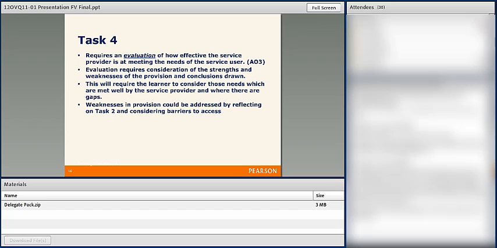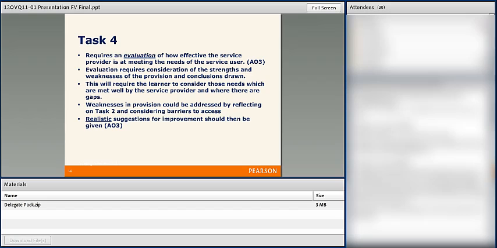If they're struggling to find weaknesses in the current provision, then they could look at how efficiently the service provider would meet future needs, and whether they would be able to meet the future needs. That would be another way that they could evaluate the service provision, by looking at future needs and how effective they would be.